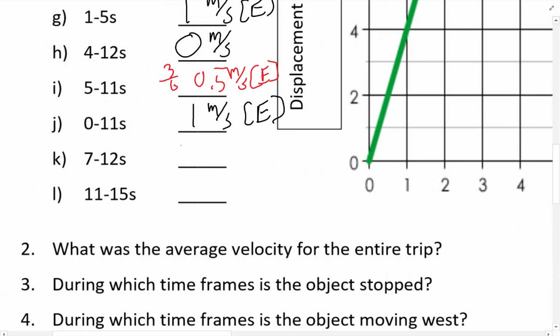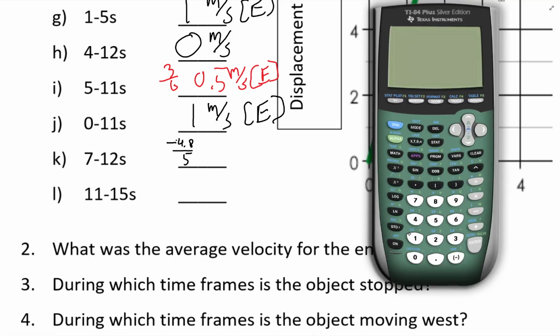Okay, there is going to be some error in that. So it goes down 4.8 over 5 seconds. So 4.8 divided by 5, roughly 0.96, 0.96 meters per second west.